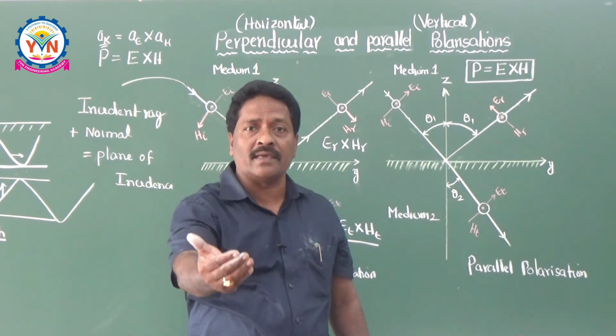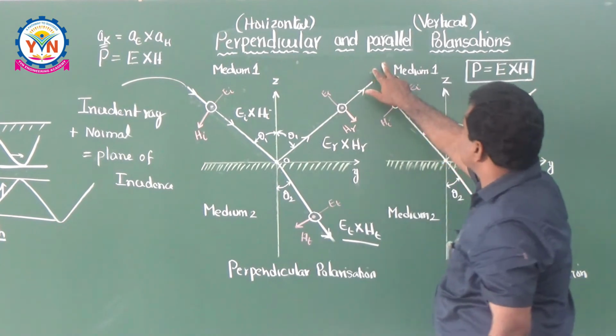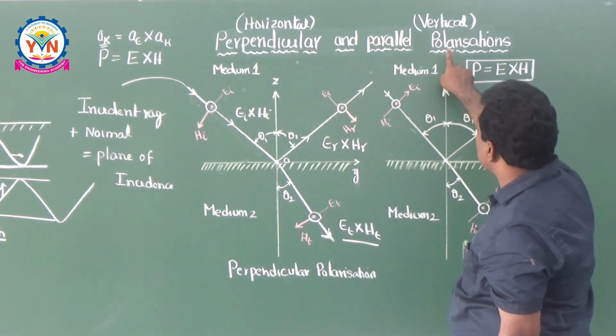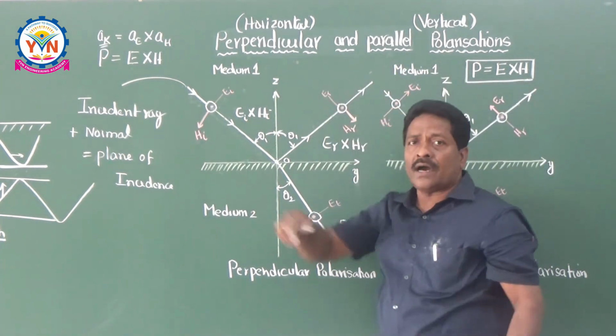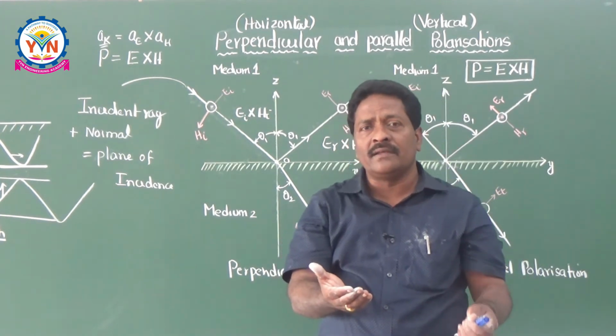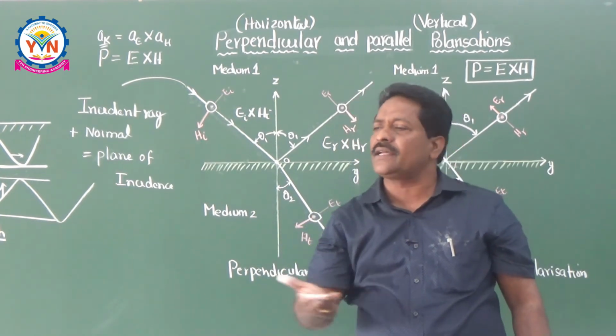But what I am asking is, why is this Brewster angle not defined in horizontal polarization? Horizontal polarization means, what does it mean? Horizontal polarization means taking the rest.